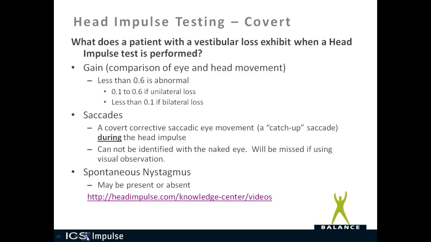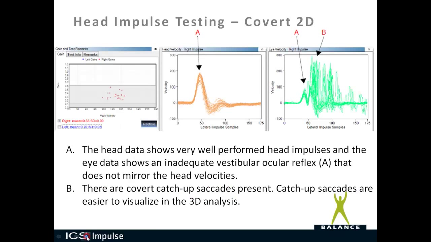Now let's look at the impulse data for a patient with covert catch-up saccades. So here's the 2D analysis. And here's your gain graph again. And this person is abnormal on the right side, normal on the left side. Not the same person you saw in the video, somebody else with covert catch-up saccades. So you have the right side here, and you can see they're all within the abnormal range, that gray range between 0.1 and 0.6. So this is a unilateral loss.